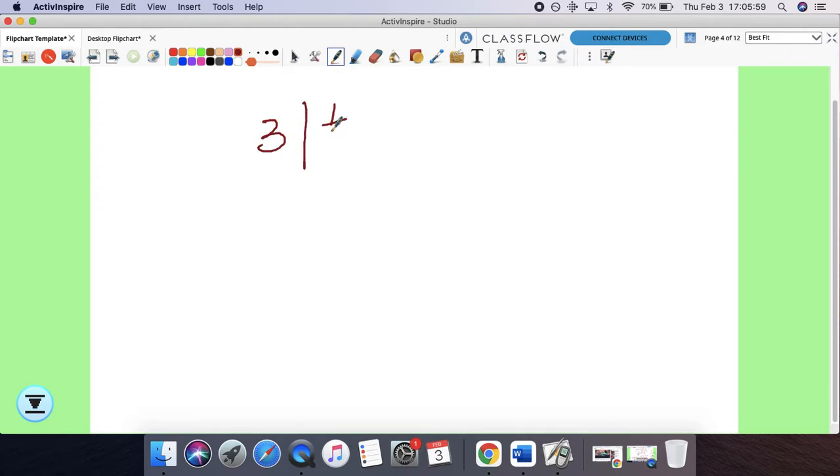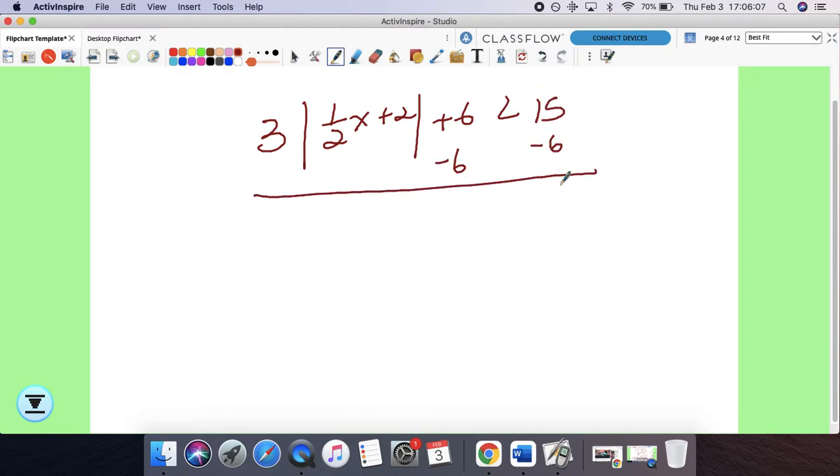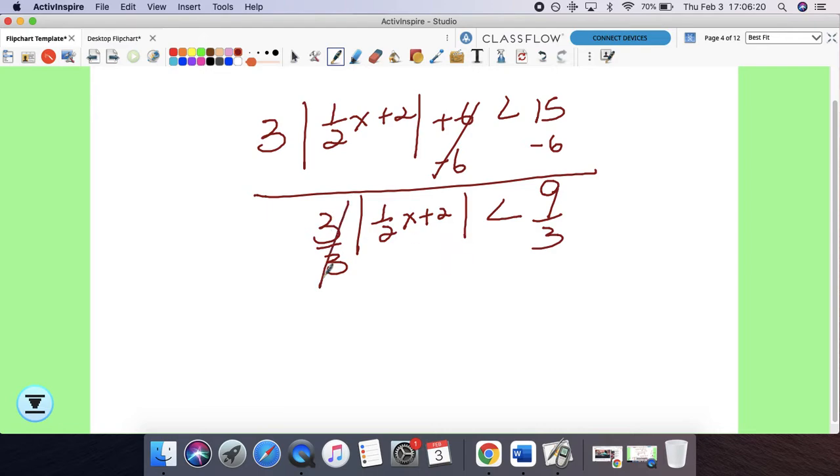21, half x plus 2 plus 6 less than 15. So we're going to do minus 6 first on both sides. 15 minus 6 is 9. So that goes away. Half x plus 2. Divide that by 3. That simplifies to 1, and we're finally left with this.